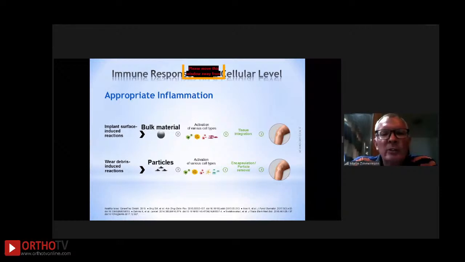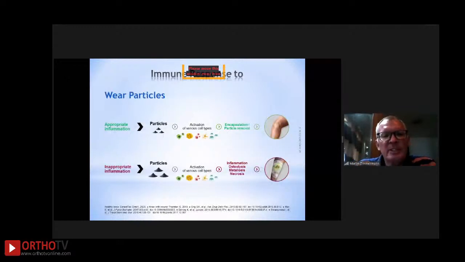As you can see here, what you want to have is a perfect tissue integration, encapsulation of particle removal, that you have appropriate inflammation. Let me start with the particles. As shown here, the particles create different kinds of activation of various cell types. And these cell types can create for the patient what we call the appropriate inflammation, as shown here on the top level, but also what we call the inappropriate inflammation by having osteolysis, metallosis, necrosis, and of course, we have to avoid that.